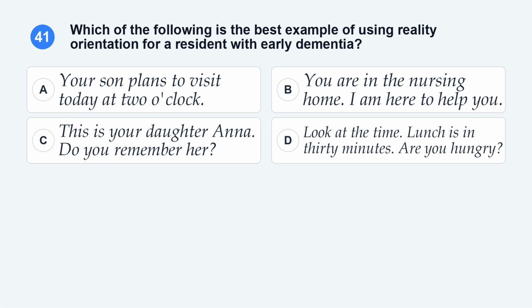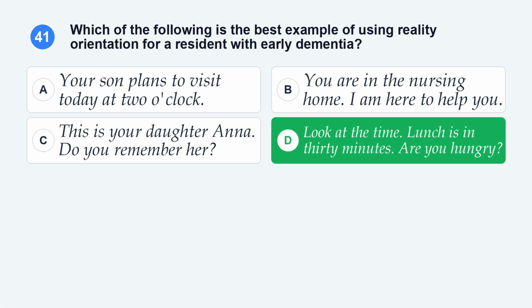Question 41. Which of the following is the best example of using reality orientation for a resident with early dementia? Option A. Your son plans to visit today at 2 o'clock. Option B. You are in the nursing home. I am here to help you. Option C. This is your daughter Anna. Do you remember her? Option D. Look at the time. Lunch is in 30 minutes. Are you hungry?